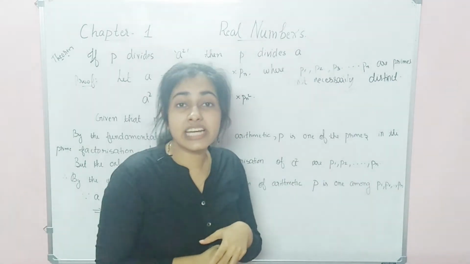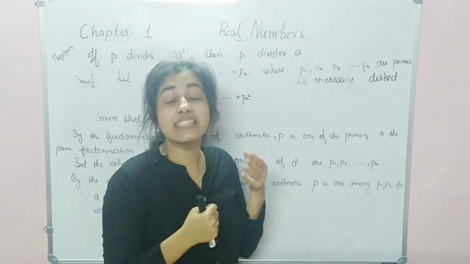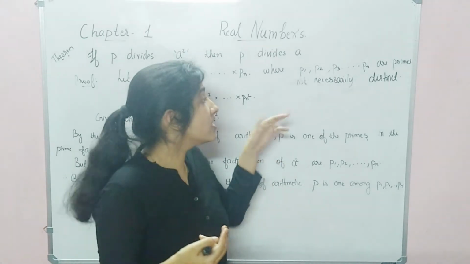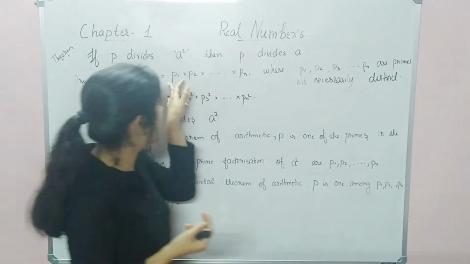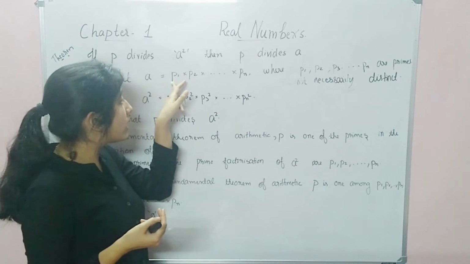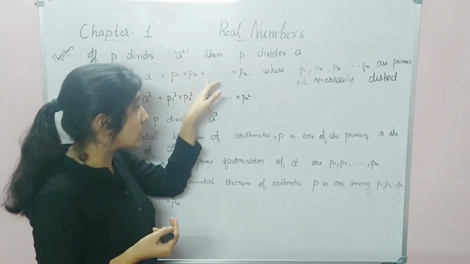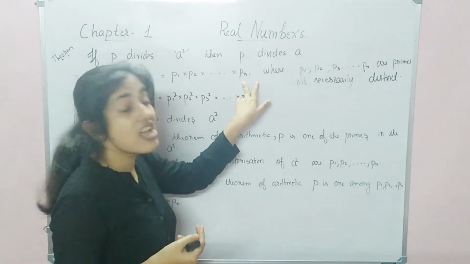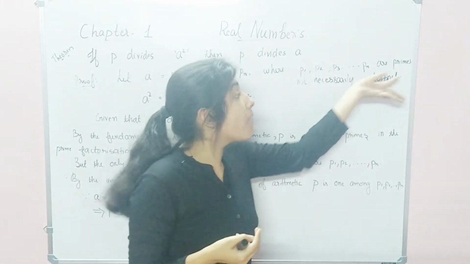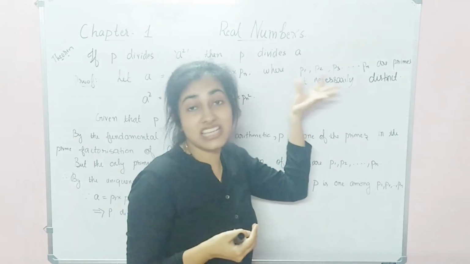It's given in the theorem statement that A is any positive integer. So we know that any positive integer can be written as a product of primes. So A is equal to P1 into P2 into etc. into Pn, where P1, P2, etc. Pn are primes and not necessarily distinct.